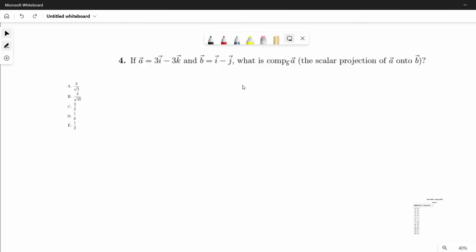For question 4, we're given vectors A and B, and we're to find the comp of A onto B, which is just a scalar projection. So first, let's write down the equation for comp. A onto B will equal the dot product of A and B over the length of vector B. Before we plug in, let's write A and B in vector form, and notice there's I, J, and K, meaning that these are actually 3D vectors.